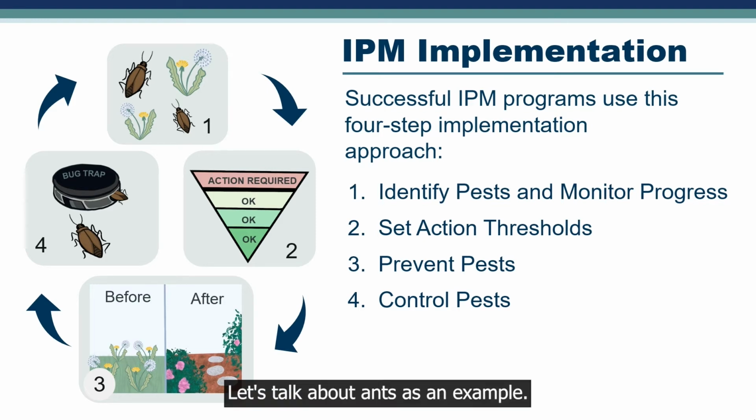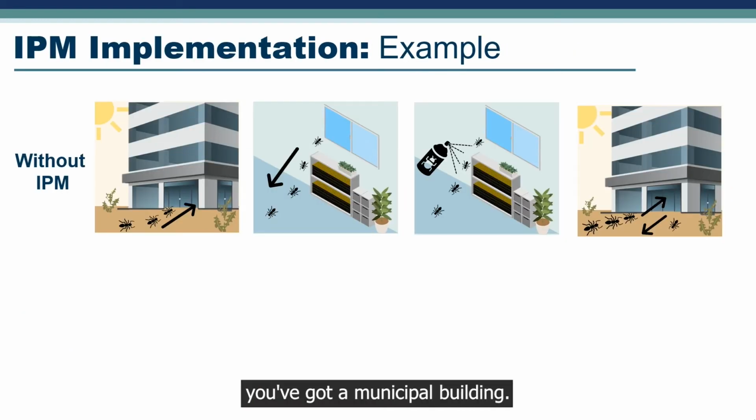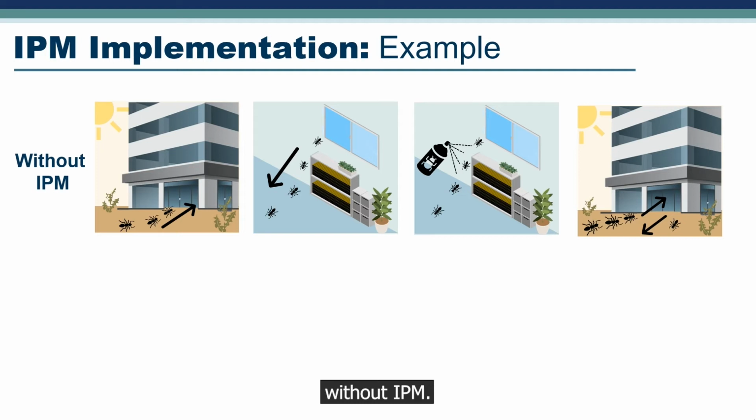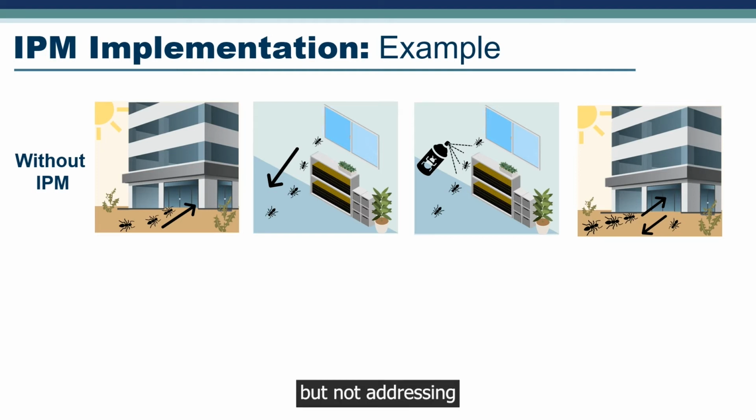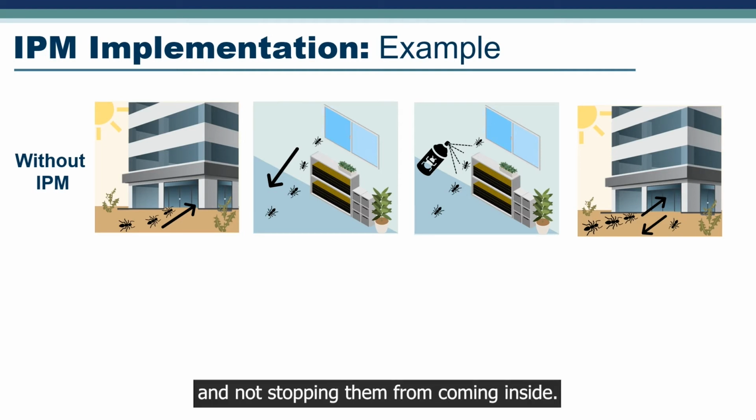Let's talk about ants as an example. So you've got a business, you've got a municipal building, and without IPM on the top row there, you'll see that there are ants marching in, and then they're coming inside. And then you reach for that spray and you spray them. And then on the last panel on the top, you see that they're still coming in. Without IPM, all you're doing is spraying the few guys that you find, but not addressing why they're coming inside and not stopping them from coming inside.